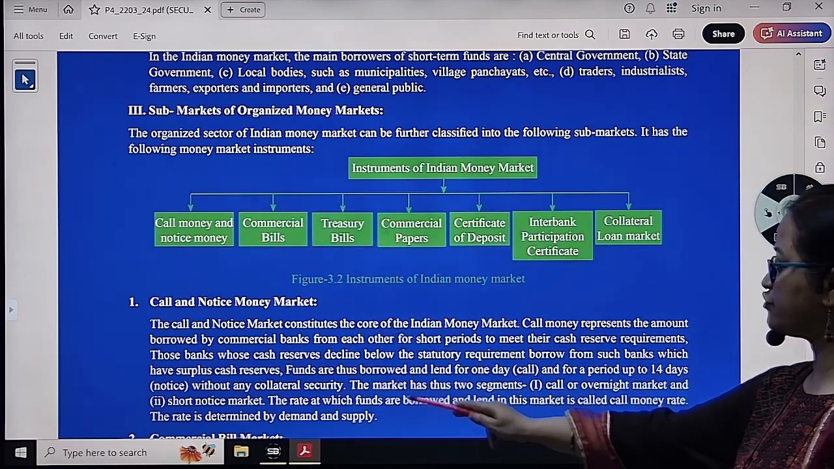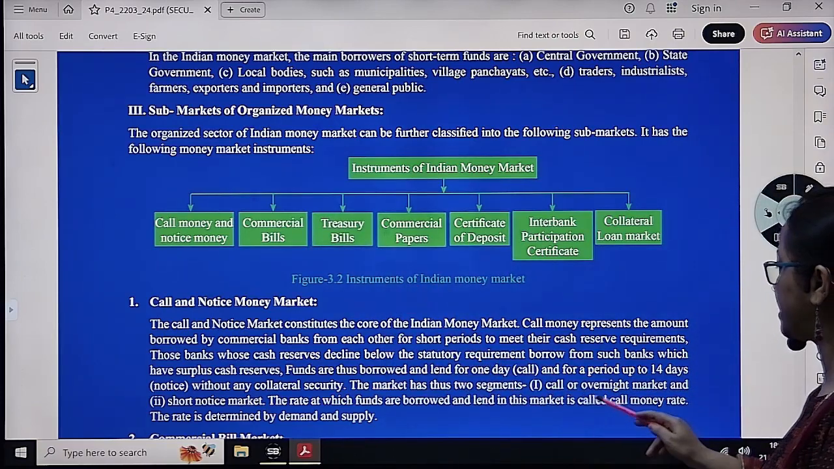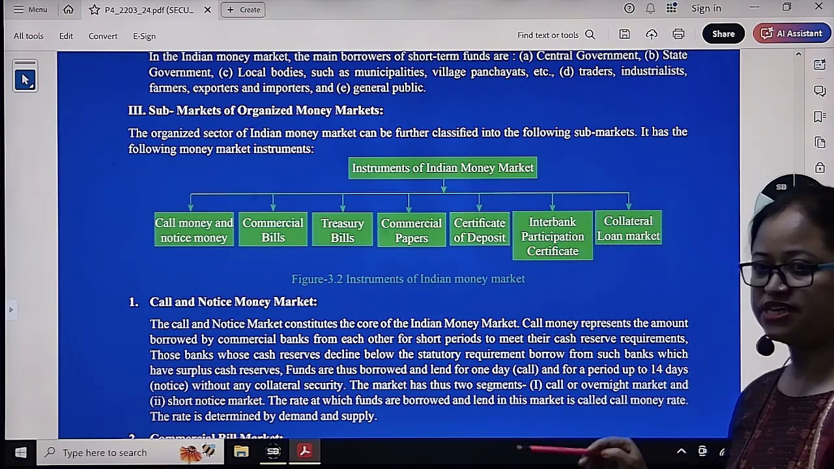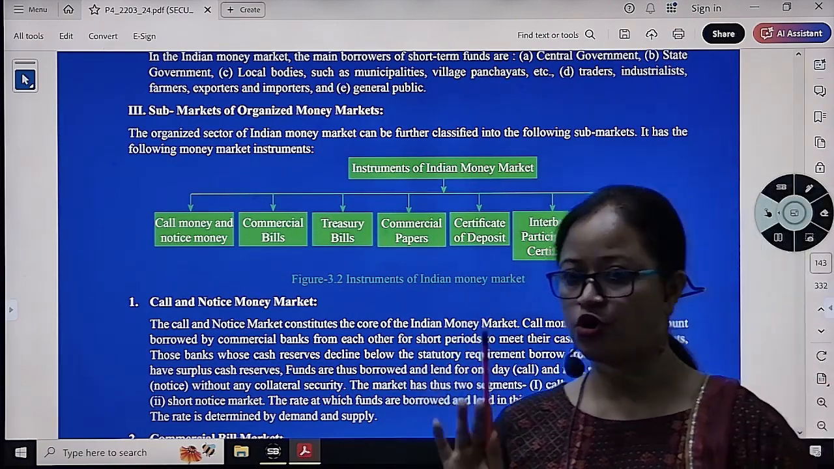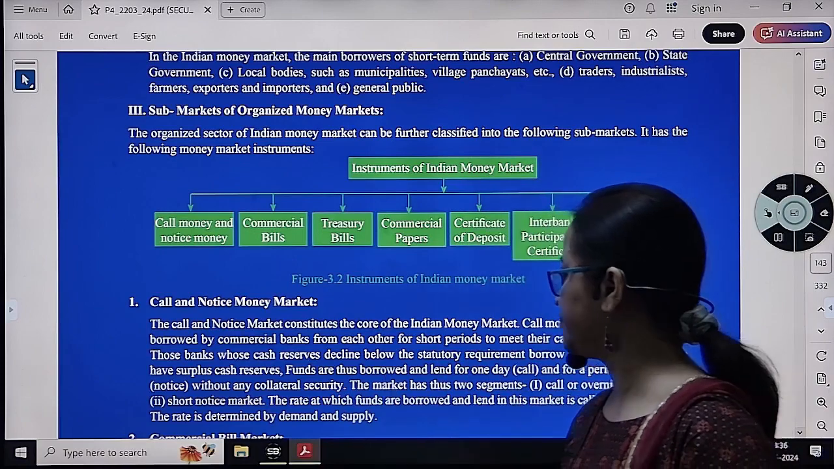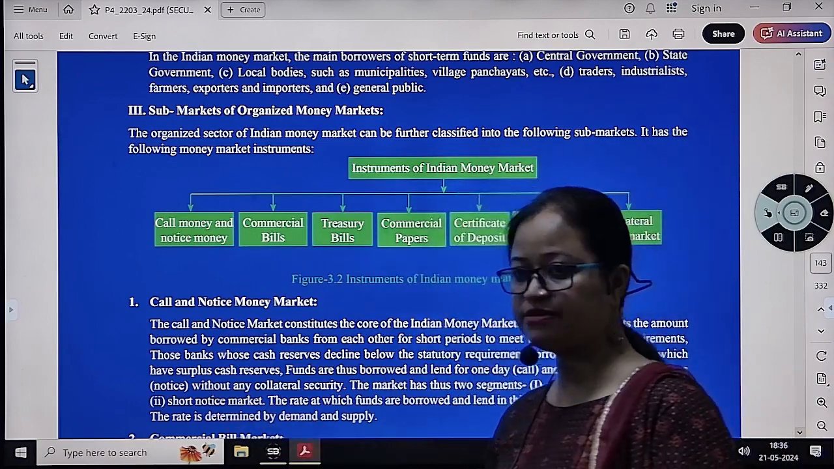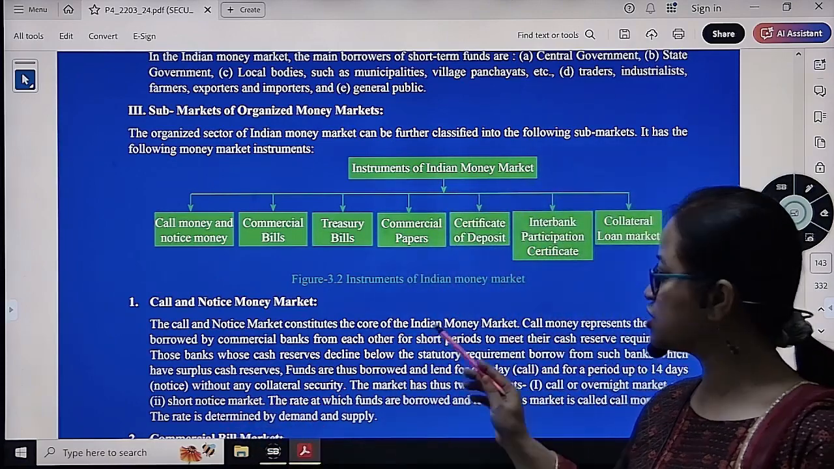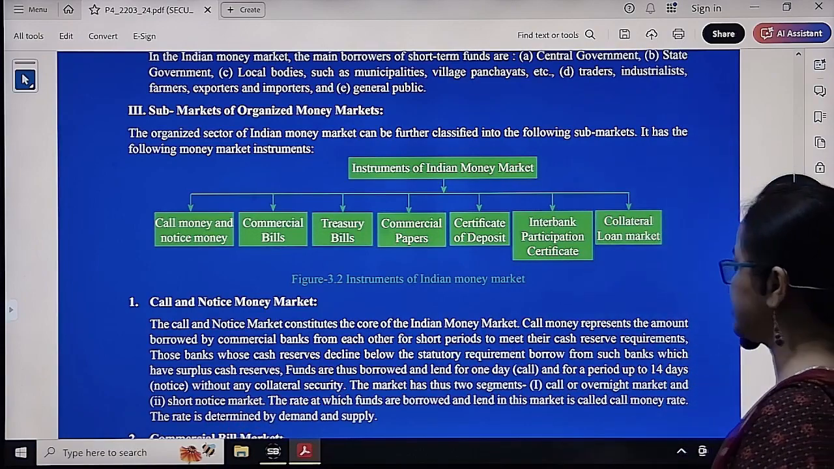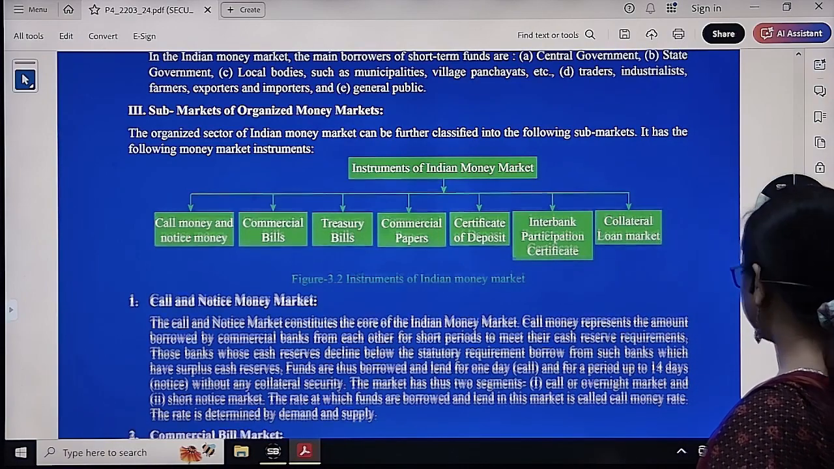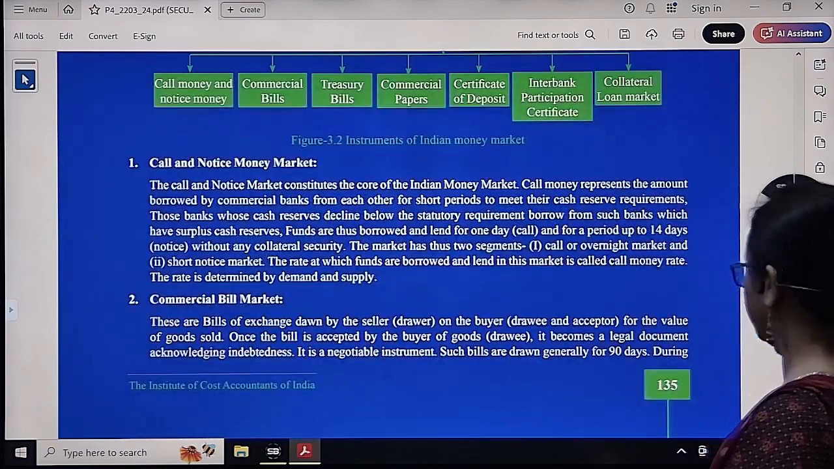The rate at which funds are borrowed and lent in this market is called call money rate. So the rate of interest is called call money rate. The rate is determined by demand and supply. So this is all about your call and notice money market.